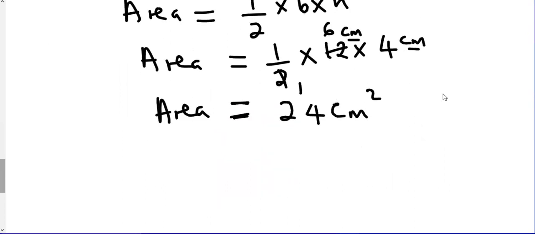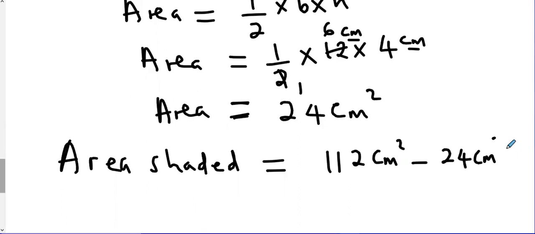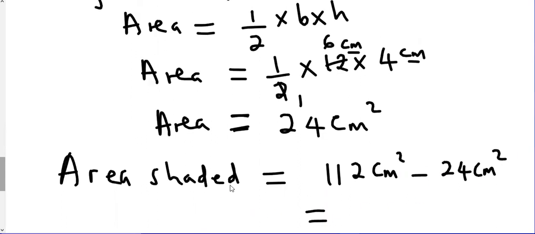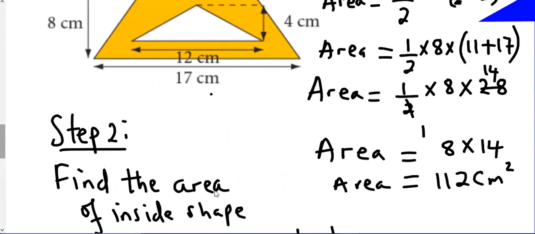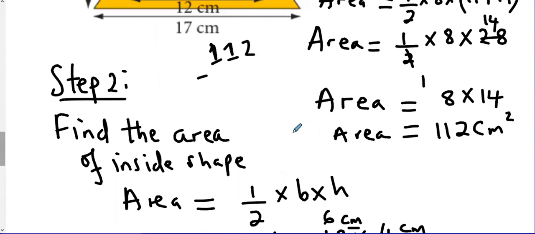So what is the area shaded? Area shaded will be equal to 112 centimeters square minus 24 centimeters square. What will that be equal to? 112 minus 24. Okay, so this will be 88.